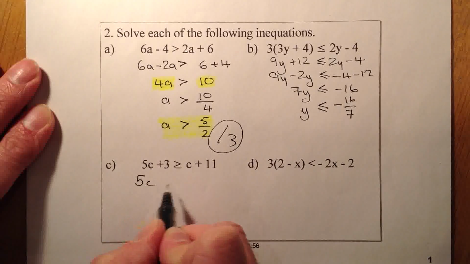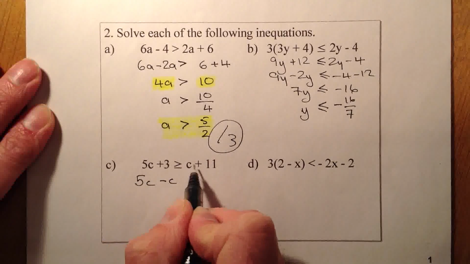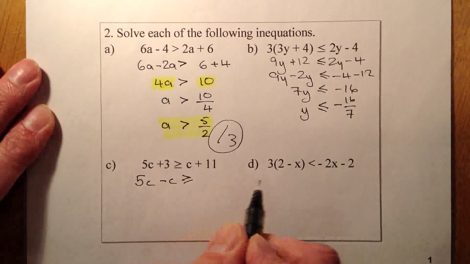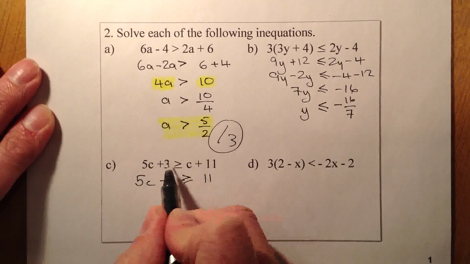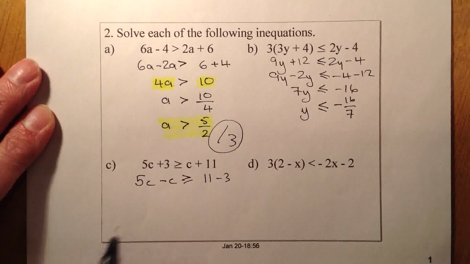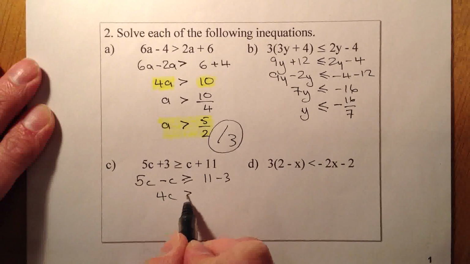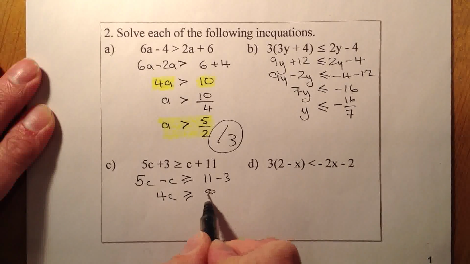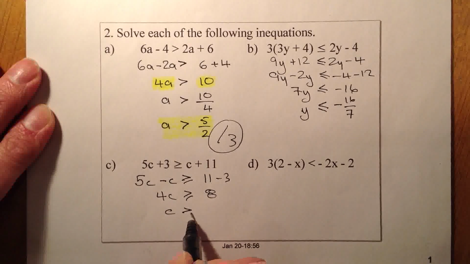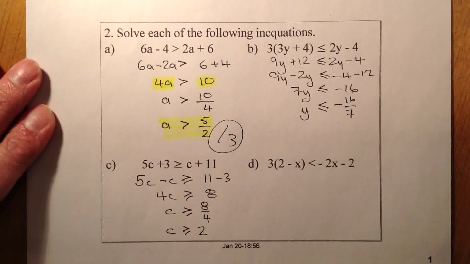So I've got 5c, bring that one over, minus, okay, greater than or equal to, and I've got 11 sitting there, bring that one over, minus 3. Gather them all up. That's going to give me 8 that's here, so c is greater than or equal to 8/4. That can be simplified, so let's just do that. It's going to give me 2. So c is greater than or equal to 2 for this one.